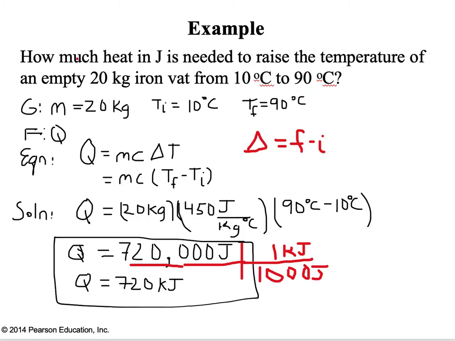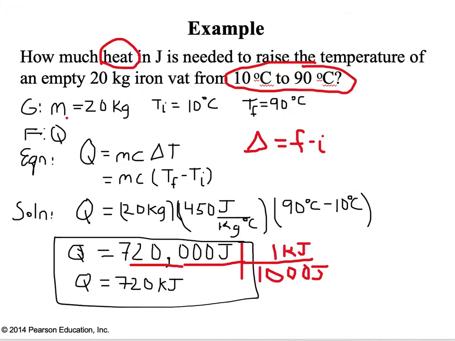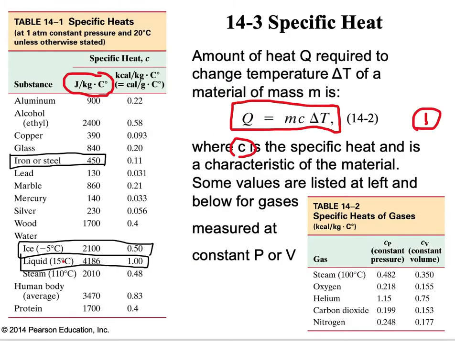First thing you need to know is we are looking for heat. The question says how much heat. Since we have heat and we have a temperature change, we know we want to use this equation number 1. Q is equal to mc delta T. Now it tells us we have an iron vat, so we have a pot that's made of iron. So we need to go to the table in the textbook and look up the specific heat of iron, which is 450 joules per kilogram degrees Celsius.